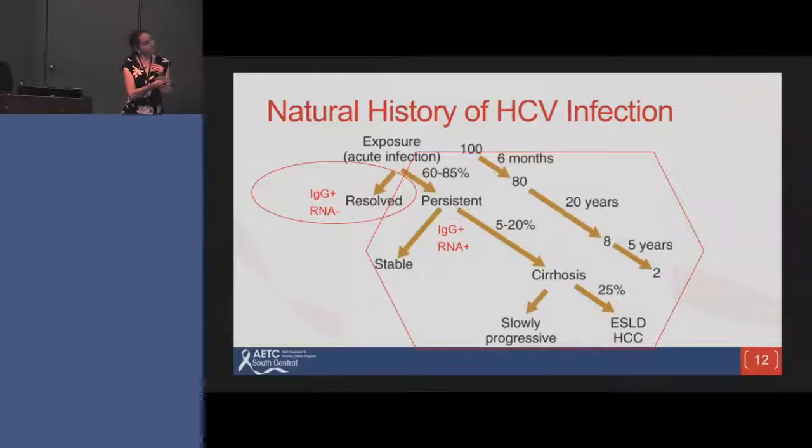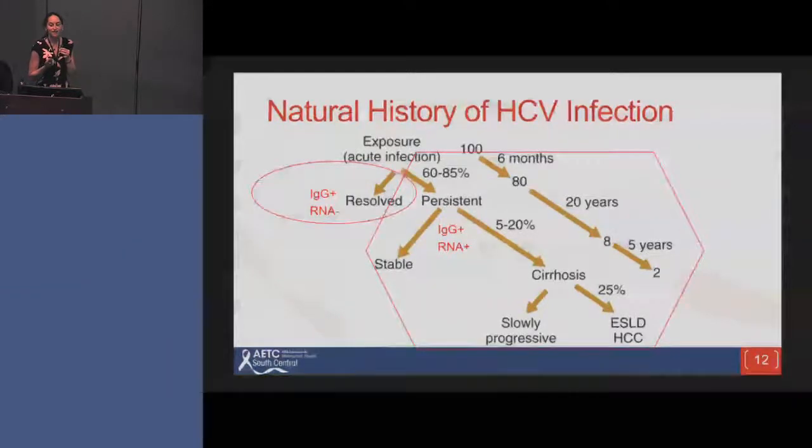But of people with persistent infection, about 20% will progress to cirrhosis, and of those, about 20% will progress to end-stage liver disease or hepatocellular carcinoma. This translates to about 2 people out of every 100 people who are infected. But of course, if you work at CDC, you might think that the numbers are a little higher.